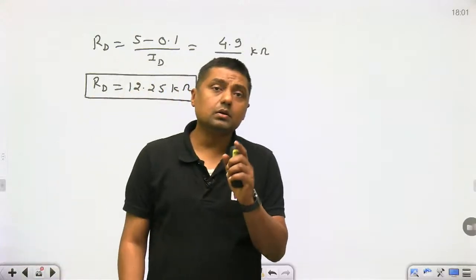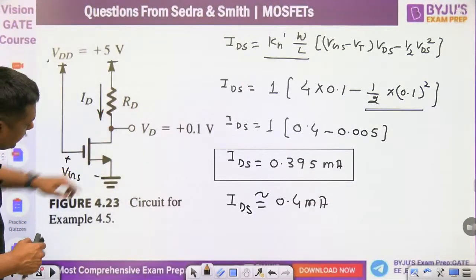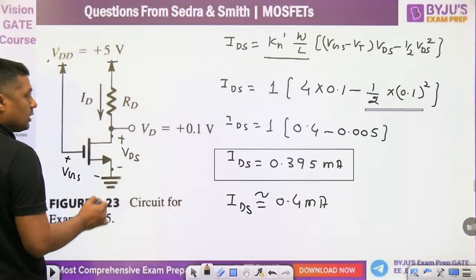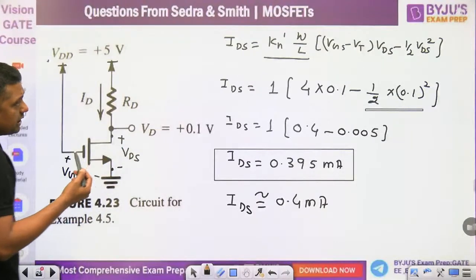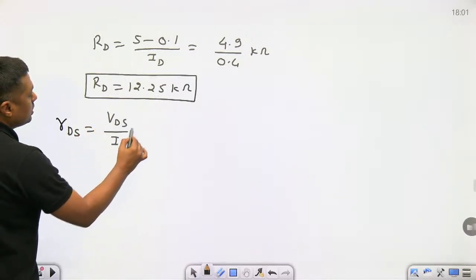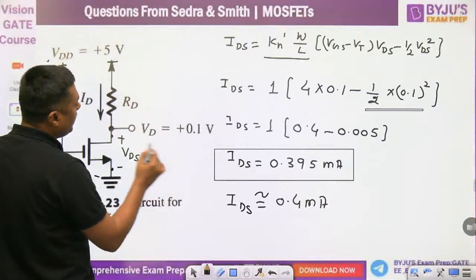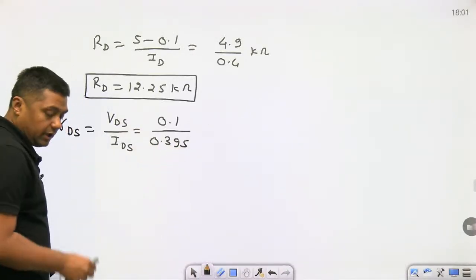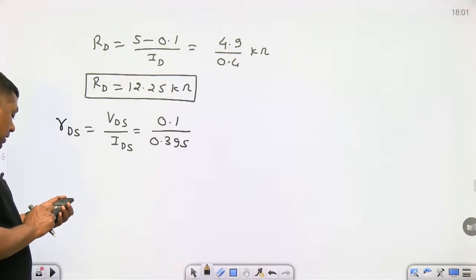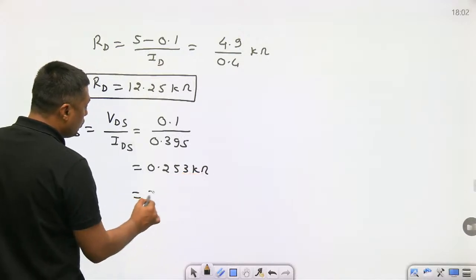Now, what is the drain to source resistance? Yes, your answer is correct. Drain to source resistance means this is the drain and source terminal. So what is the resistance between these 2 points? You have the voltage VDS, which is nothing but VD, 0.1 volt. You have the current. So the drain to source resistance, that is called RDS, is VDS upon IDS. The VDS is 0.1 and the IDS you have calculated as 0.395. Then 0.1 divided by 0.395 is 0.253 kilo ohm, which in ohm is 253 ohm.